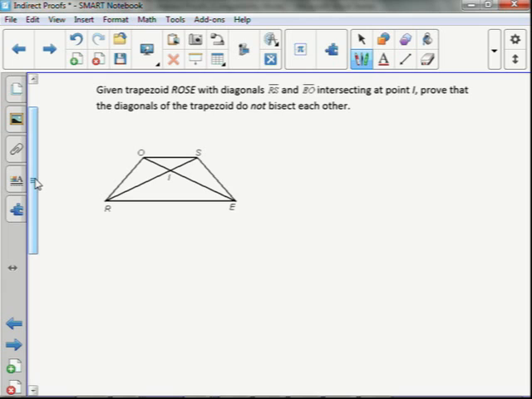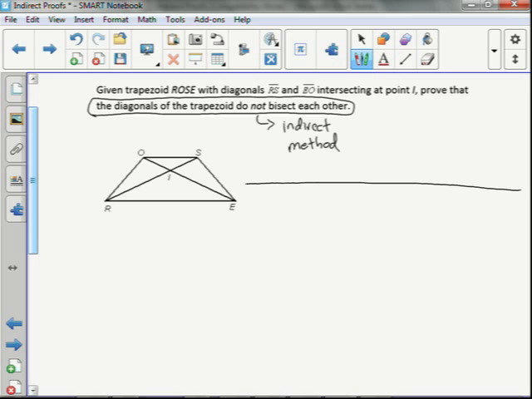Okay, so we have one more that we're going to do related to that. Given trapezoid ROSE with diagonals RS and EO intersecting at point I, prove that the diagonals of the trapezoid do not bisect each other. So here's what we're trying to prove. The diagonals of the trapezoid do not bisect each other. Again, it's the word not that tells us let's use the indirect method. And this one isn't going to be all that long. There's probably different ways to do this, but let's see if we can find a solution.